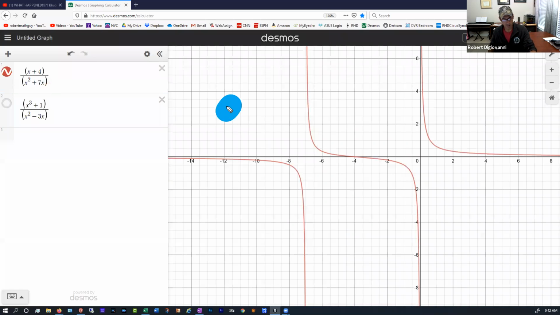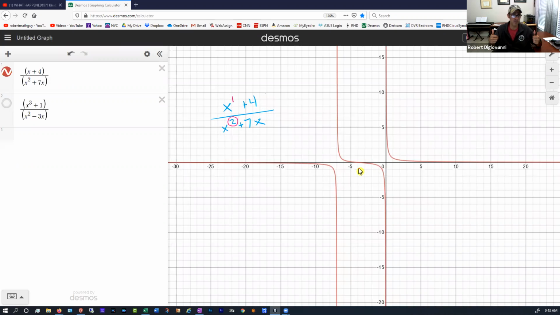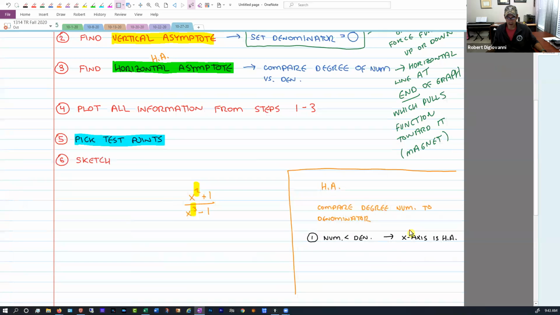This is the function x plus 4 over x squared plus 7x, right? That one right there. Notice that the degree of the numerator, in this case, is 1, and the degree of the denominator is 2. And since 1 is smaller than 2, we know that the x-axis is going to be our horizontal asymptote. Does that make sense to everyone? Are there any questions on that? Okay, so that's the first case that we could have.